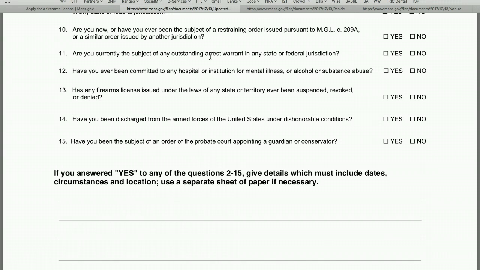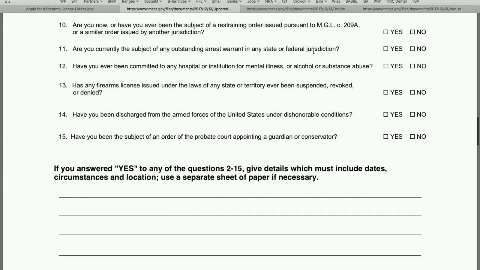All right. Are you currently the subject of an outstanding arrest warrant in any state or federal jurisdiction? Obviously, if the police are after you, you're not going to get a gun. If you walk up to a police station and you're applying for a license to carry, and there are outstanding warrants on you, then yeah, you're probably going to have some problems.